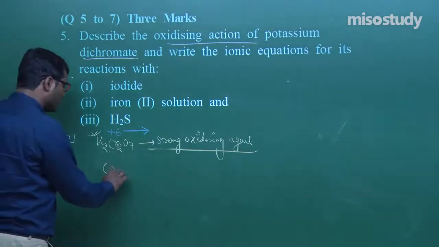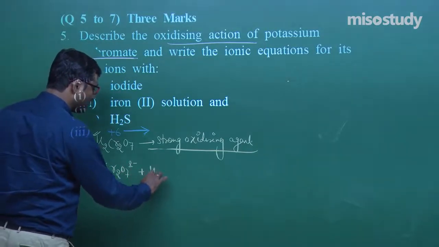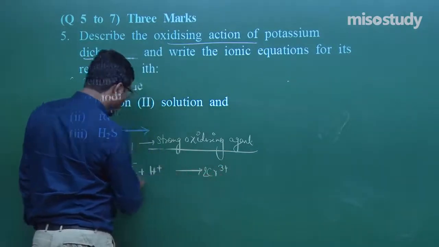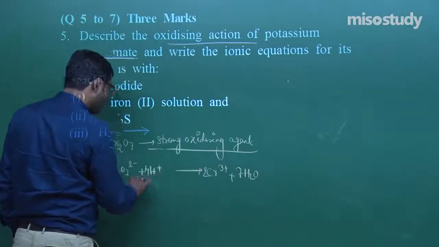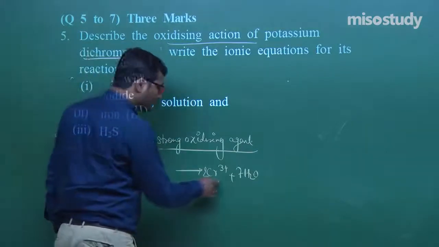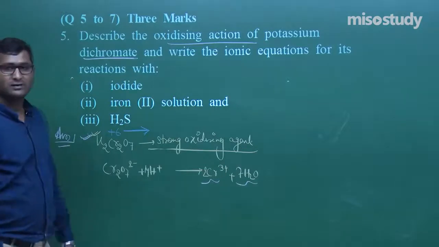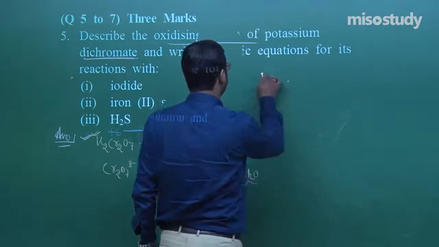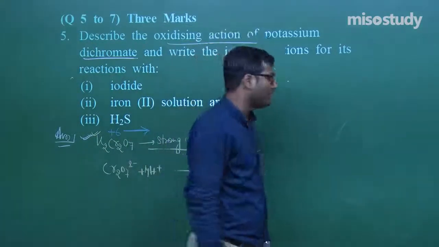What is the reaction here? Cr2O7 2- in acidic medium, that is H+, is converted into Cr3+. Clear to you? Here the balanced equation is: Cr2O7 2- plus 14H+ gives 2Cr3+ plus 7H2O, my friend. This proves the oxidizing nature. Now the question here is to write the ionic equation, which is very simple, when it is combined with iodide, my friend, I am moving here.